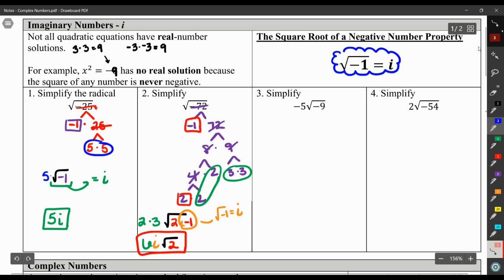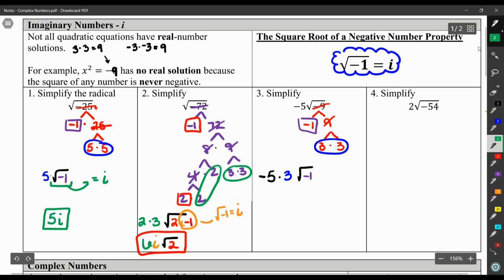Now what if there's a number on the outside already? So number 3. We're still going to start the same way. We're still going to break apart the inside number. So negative 1 times 9, and then I can break up 9 into 3 times 3. And so look for pairs. I have a pair of 3s, and then I have a negative 1 that is all by itself. Well, the negative 5 on the outside is just going to stay on the outside, and it will be multiplied to my 3 that gets taken out. And I still have a square root, and the negative 1 will stay on the inside.